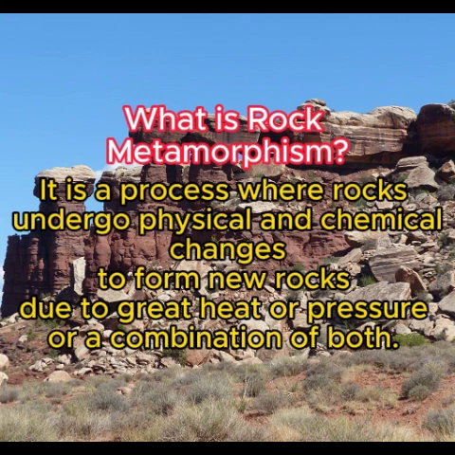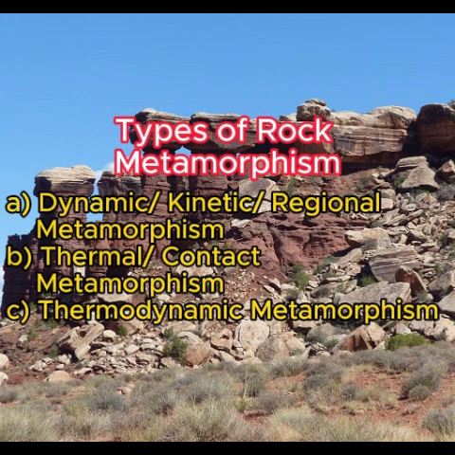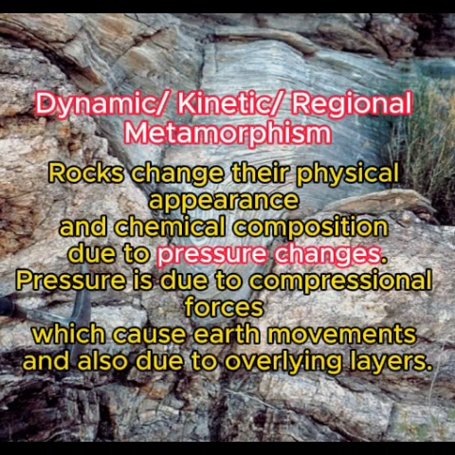What is rock metamorphism? It is a process where rocks undergo physical and chemical changes to form new rocks due to great heat or pressure, or a combination of both. There are three major types of rock metamorphism, namely dynamic or kinetic or regional metamorphism, thermal or contact metamorphism, and thermodynamic metamorphism.